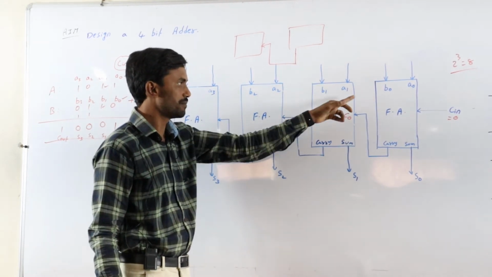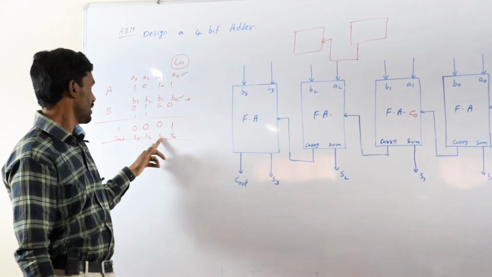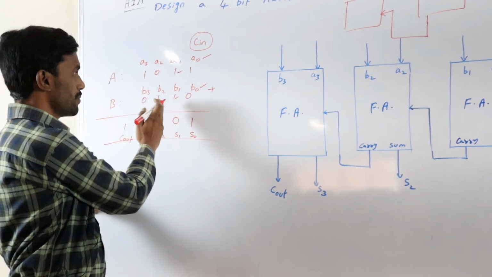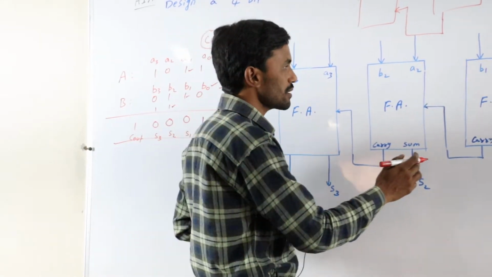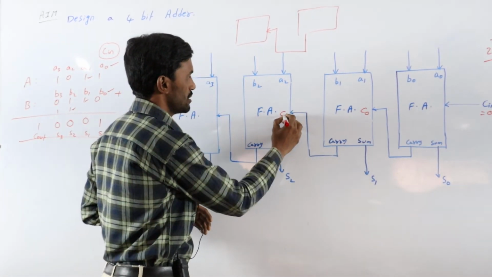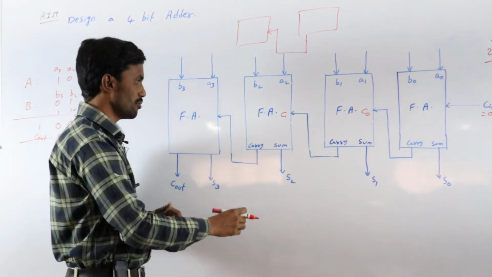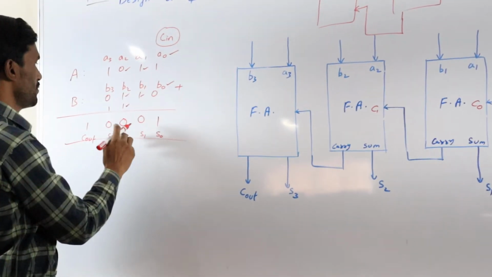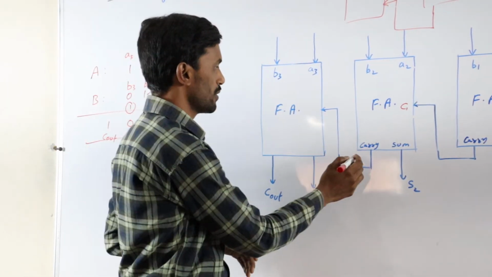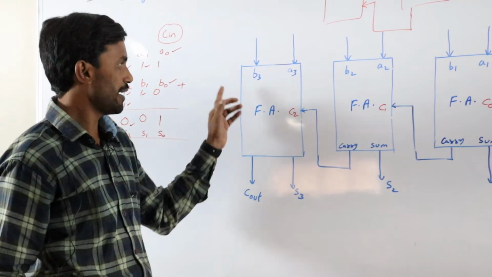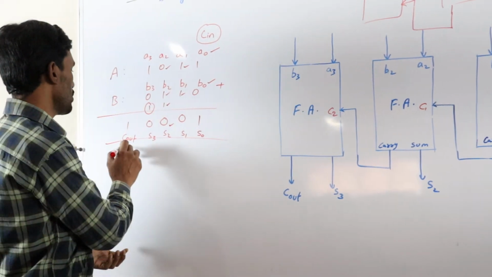Now 3 bits are added, and you will get sum and carry again. That sum we are calling S1, and the carry is propagating from the first stage to the next full adder. This is the next one, C1. Now again these 3 get added, and you will get S2, and the carry goes to the next full adder, C2. Again these 3 get added, finally giving S3 and the final Cout. This is called Cout.